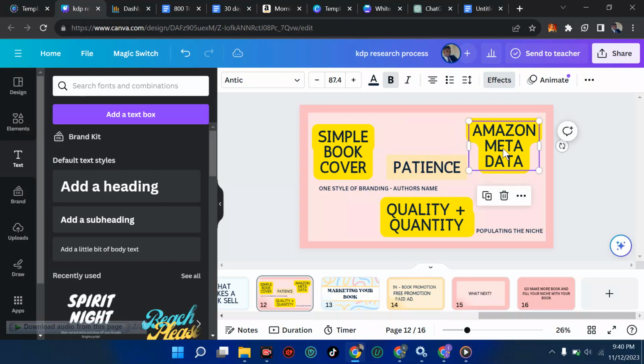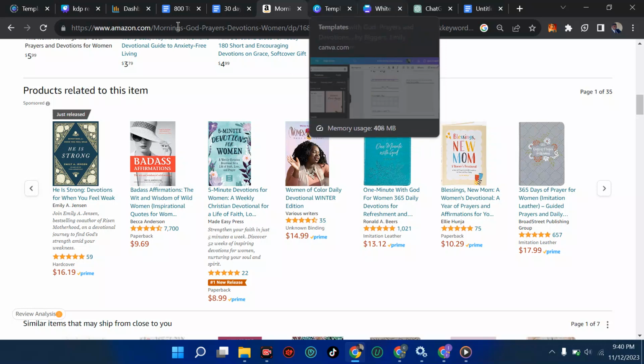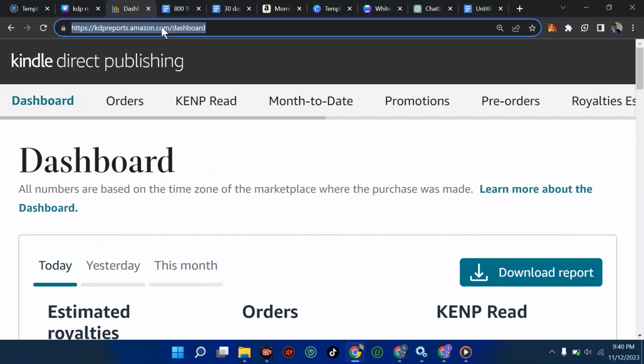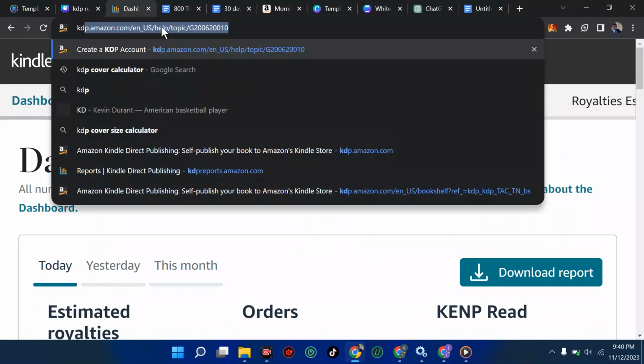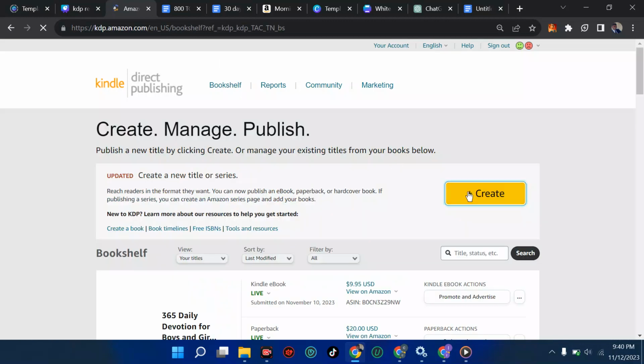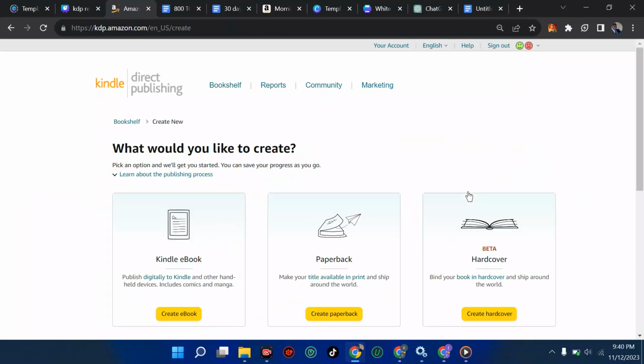Then the metadata. I talked about how to fill the 7 backend keywords. Let's talk about the metadata in detail so that you can get a very good one. We're going to go straight to the KDP dashboard. Let's just search KDP Amazon, then go to the bookshelf. I want to explain metadata so that you can understand what goes in it and what will make your book rank and sell faster.